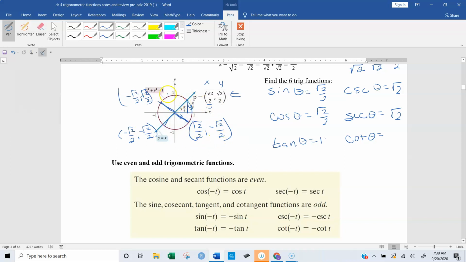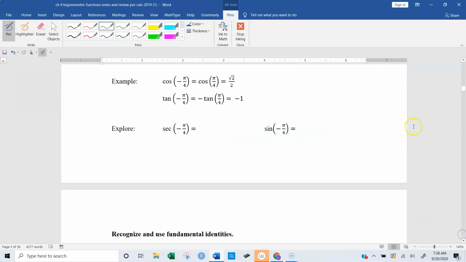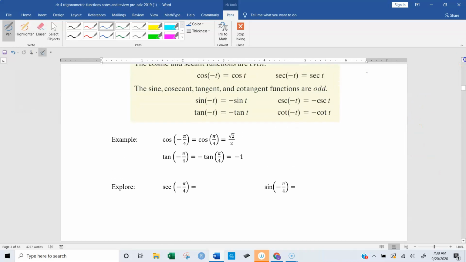Now let's look at these 90s just for fun. This point is 0, 1. So remember, sine is y, so the sine of 90 is 1, and the cosine of 90 is 0. It's going to be interesting as we go around. Here we go. Let's continue. Oops. Sorry about that. Let's go back up.